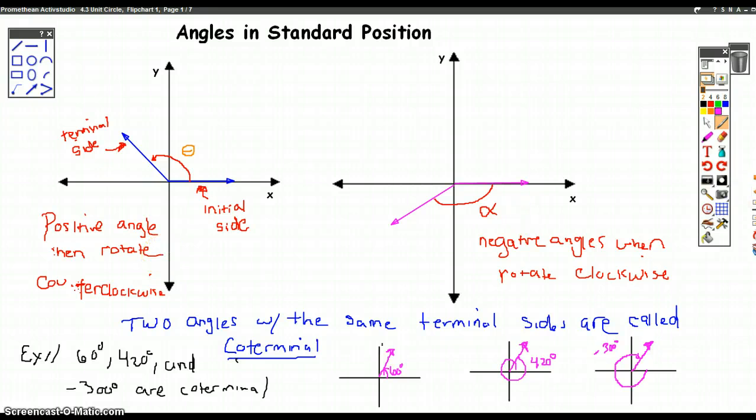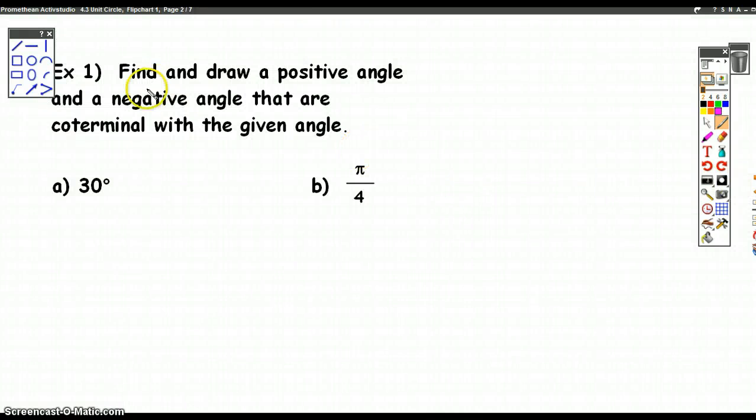All right, so these are just some conventions. Let's look at one quick example, and then we should be set. It says find and draw a positive angle and a negative angle that are coterminal with the given angle. So 30 degrees. Let's find an angle that's coterminal with 30 degrees, a positive and a negative.